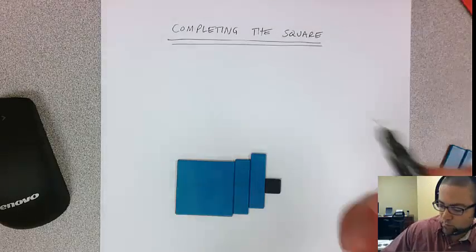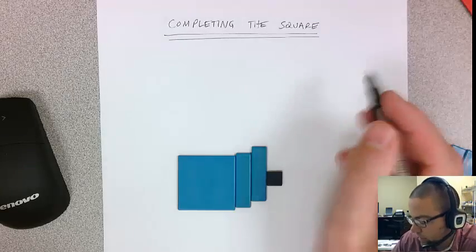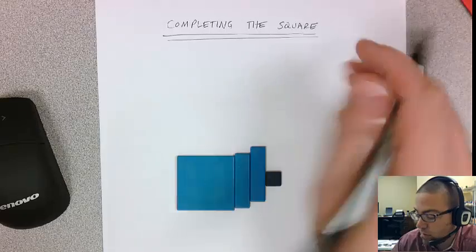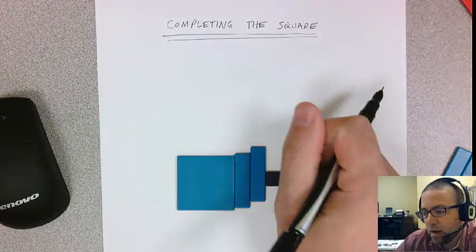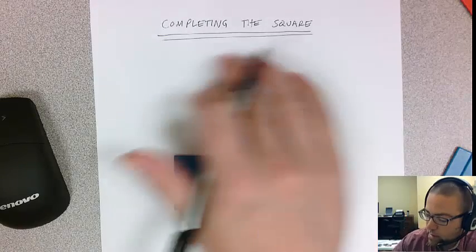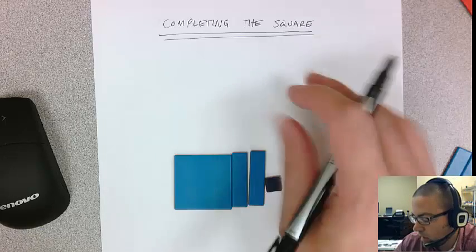Hello everybody. So far we've talked about solving quadratic equations by factoring, and that only works with quadratic equations or expressions that can be factored. So what happens when we have something that can't be factored? Well, we have to use this other procedure called completing the square.